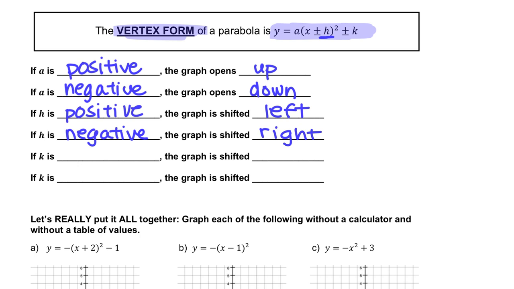Okay, if K is positive, it's going up. Good. Notice where K is. K is after the square, so it's going up. And if K is negative, so it's going down.